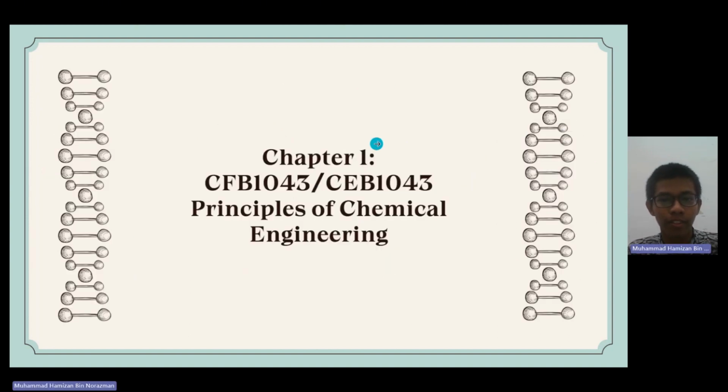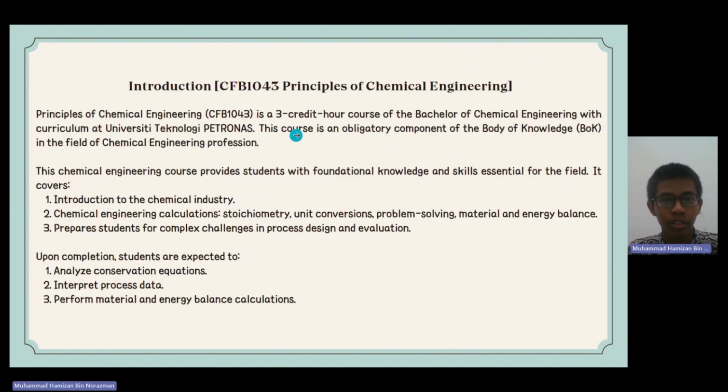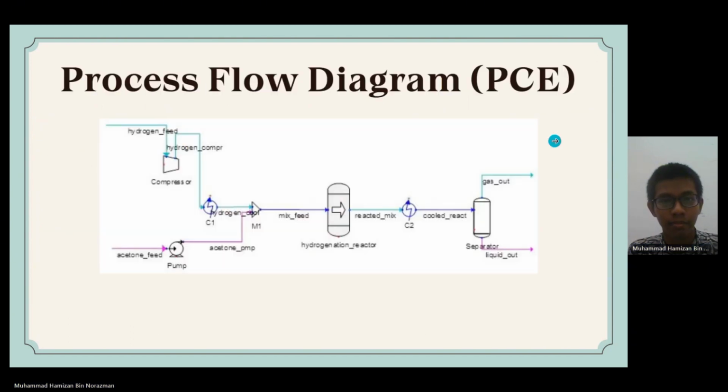So we're entering our first chapter, the principles of chemical engineering. This course is an obligatory component for all chemical engineering students. It will cover introduction to chemical industry, chemical engineering calculations, and will prepare us for process design and evaluation. After completion, we are expected to analyze conservation equations, interpret process data, and perform material and energy balance.